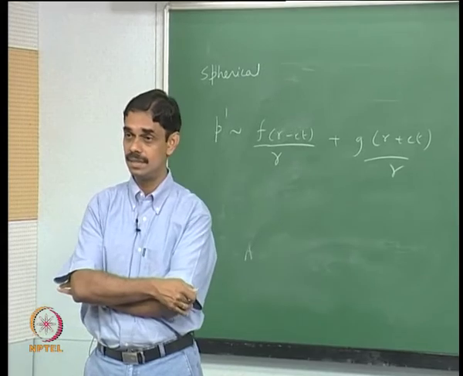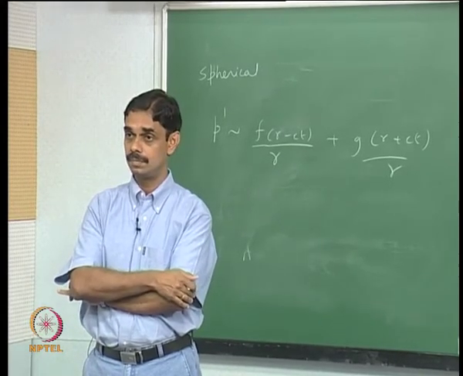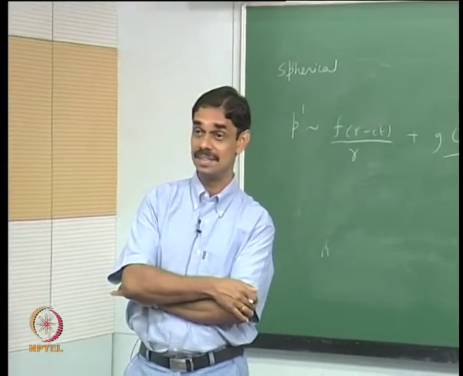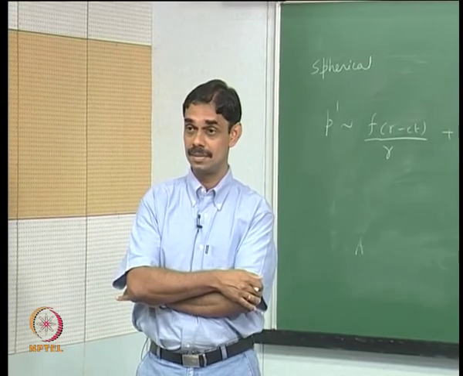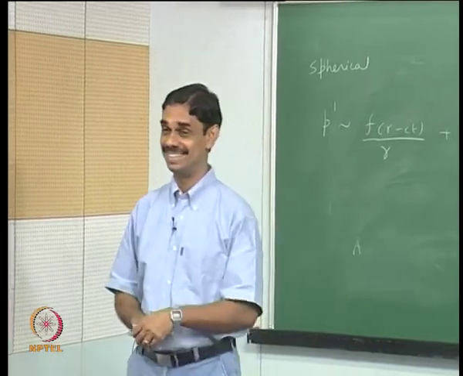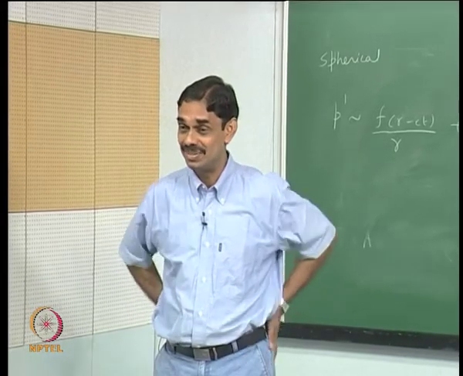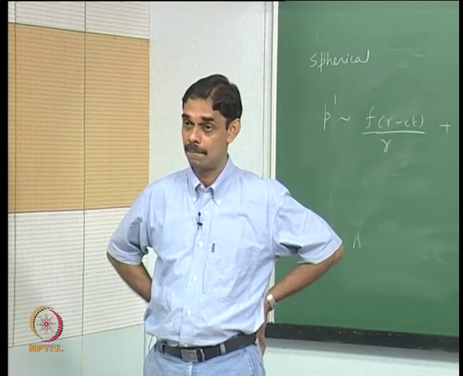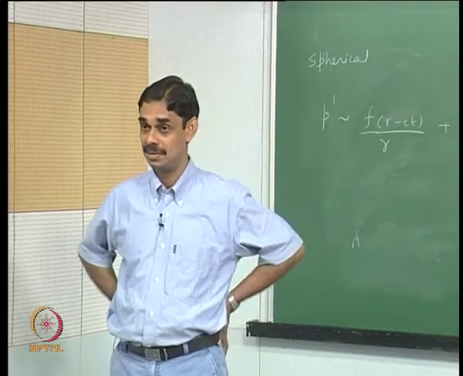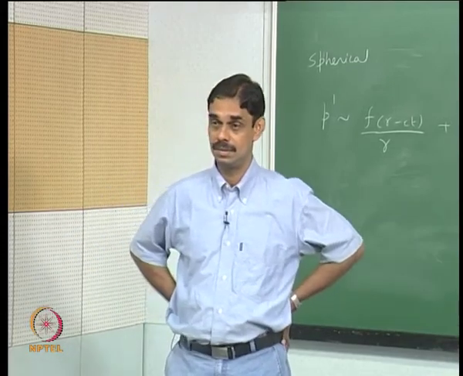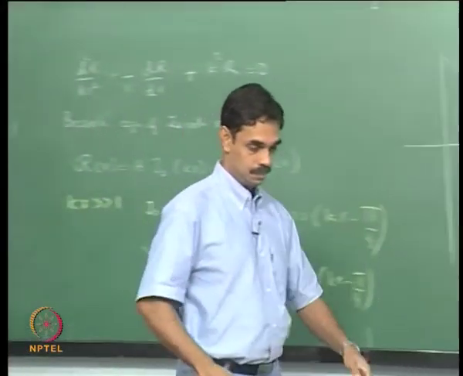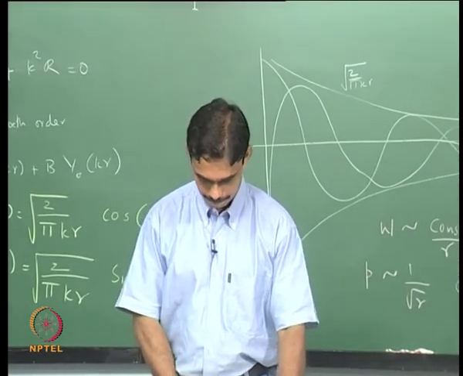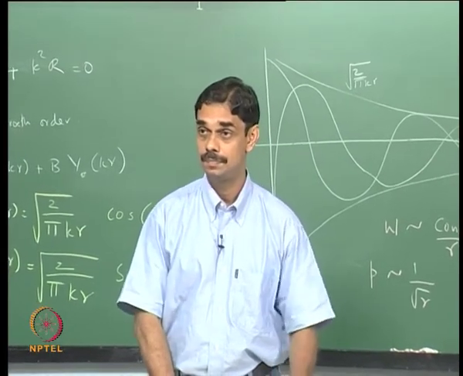You must have studied this in some other class in physics. Any physics minors here? So you must answer. What would be the answer? Can you guess? For spherical, instead of J naught and Y naught, what will it be? It will be J half and J minus half. Okay, any questions on this?